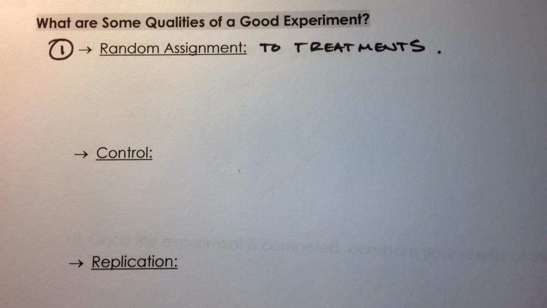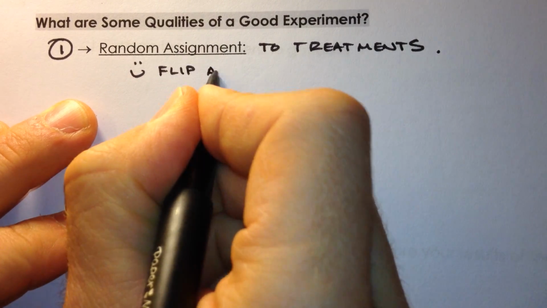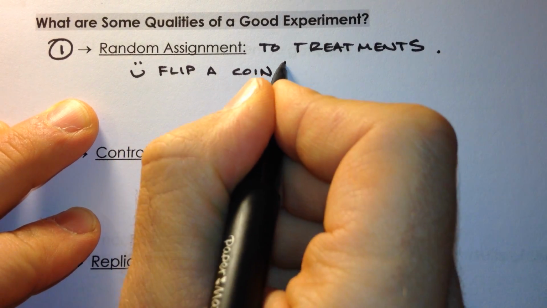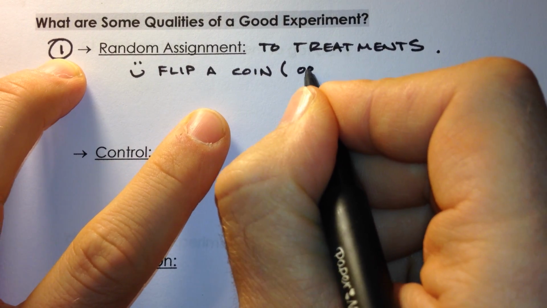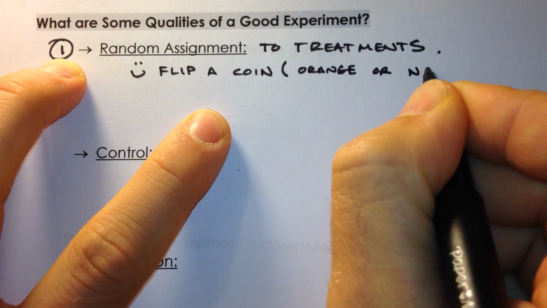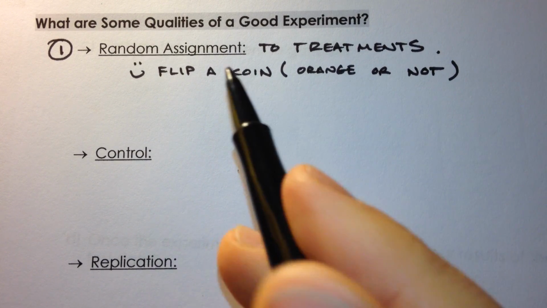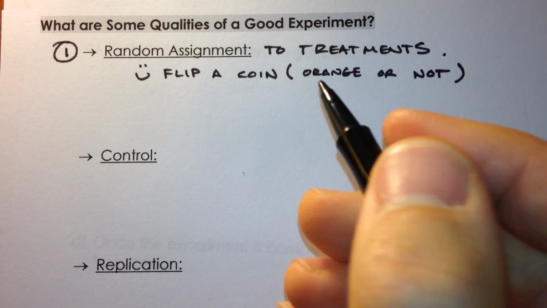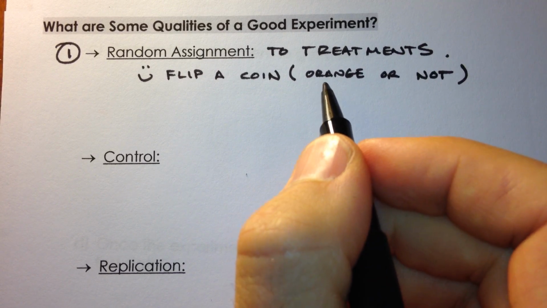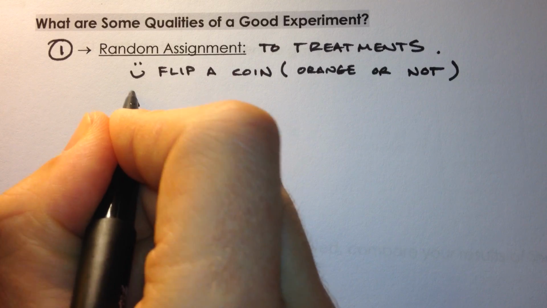And so in the example that we've been looking at, we might flip a coin. Okay, and then heads, the student might get an orange, or tails, no orange. Or we might find some other randomizing procedure that would allow us to have an equal number of oranges and nots. Flipping a coin does that.